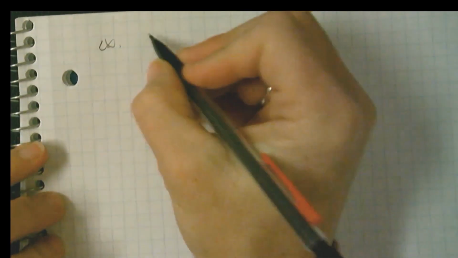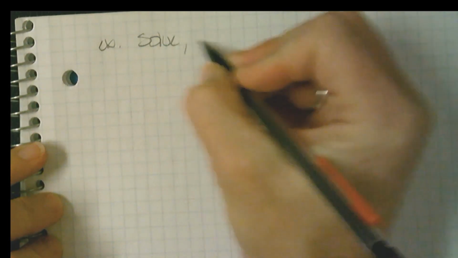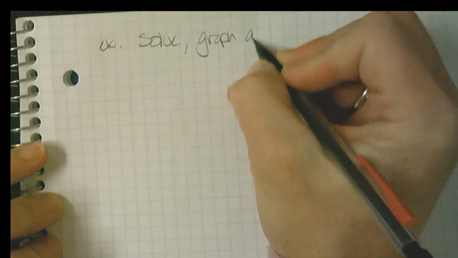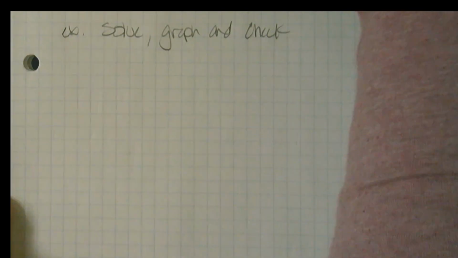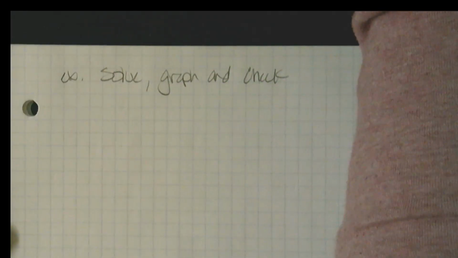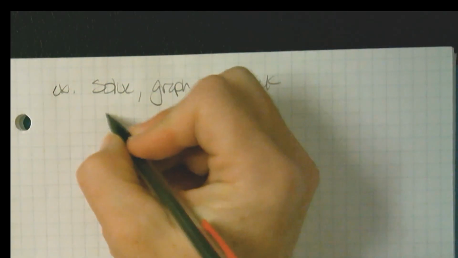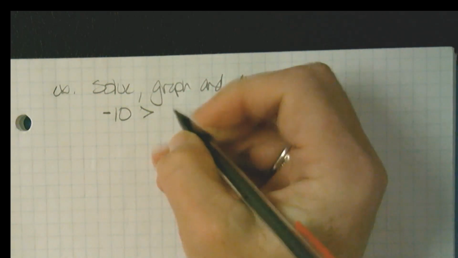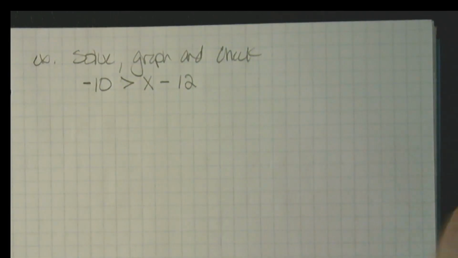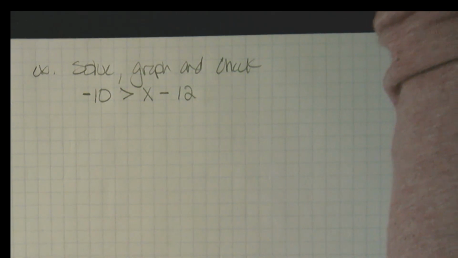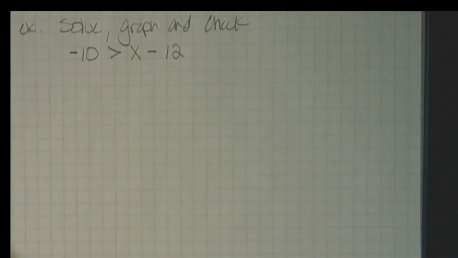So let's solve, graph, and check. Now, if they don't ask you to check, you do not have to, all right? But if they do, I want you checking. So I have negative 10 is greater than x minus 12. So all of you solve it and graph it, and then we'll talk about checking.